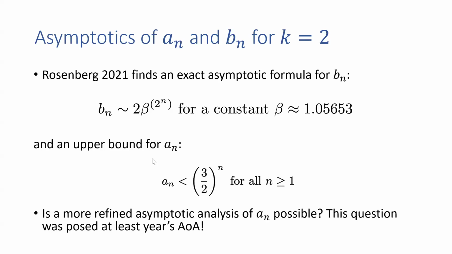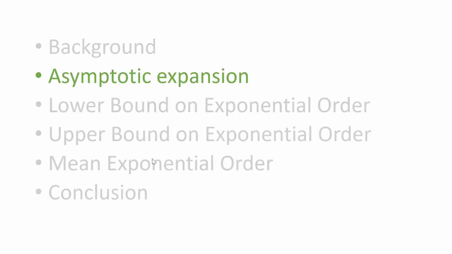And this question was actually posed at last year's AOA. And Xianghui Huang, along with others in the room, identified that A sub n is actually a divide and conquer recurrence, and we can use the tools developed for that for this problem. So let's get into how to do that.